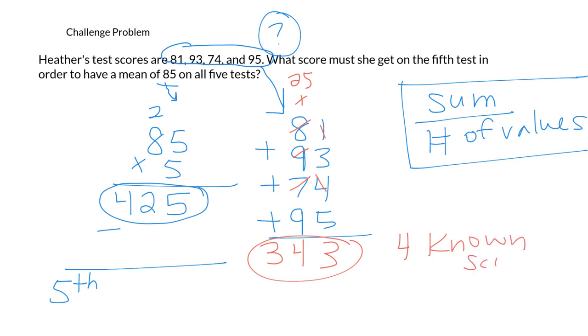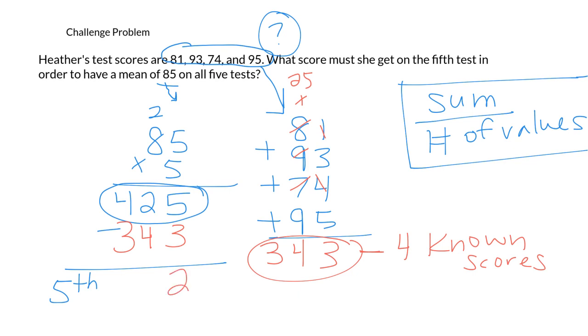Okay, next. So this is the 4 known scores added up. And what we can do is take that total and subtract it from what we know that the sum of all 5 has to be to divide by 4 and get 85. Or sorry, divide by 5 and get 85. So I'm going to put this over here, right underneath here, lining up by place value. 343 subtracted from 425. So I'm going to go ahead and do that right now.